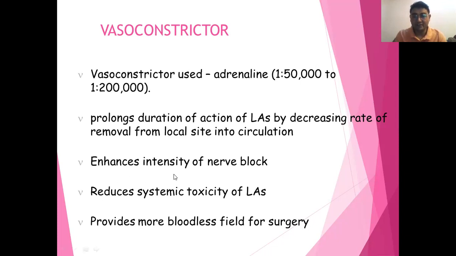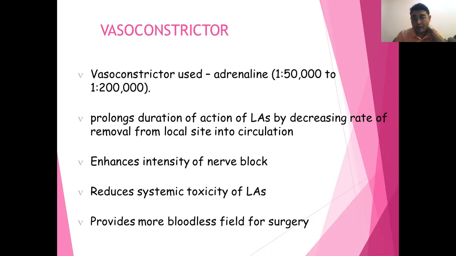So when the concentration of this drug is high or remains high at the site that we injected it, then of course the intensity of this nerve block will be increased and enhanced. It also reduces systemic toxicity of local anesthetics.